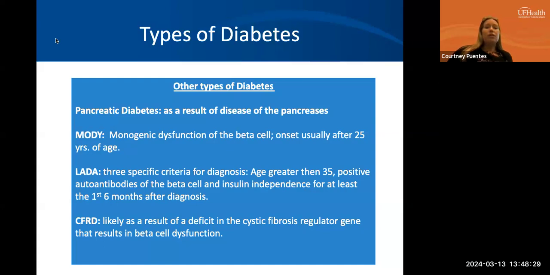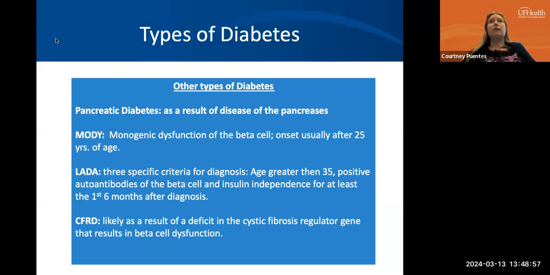There's another one that's called monogenic diabetes. This is a dysfunction of the beta cells that produce insulin. Usually onset is after age 25 years. So a lot of these individuals have very little insulin requirements, and some of them can usually be managed on oral agents. But there's like 14 different types of MODY.